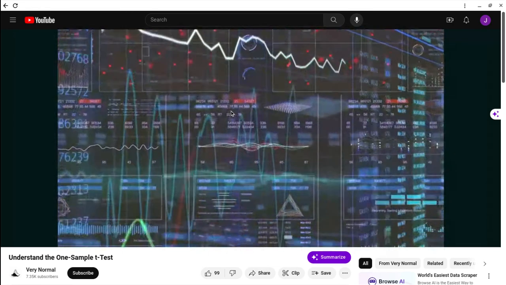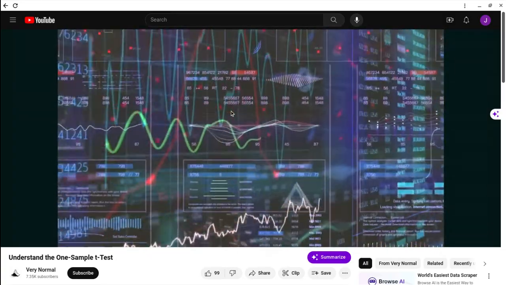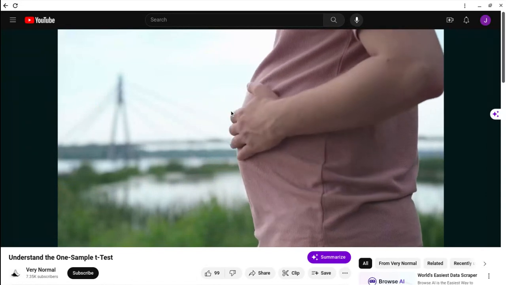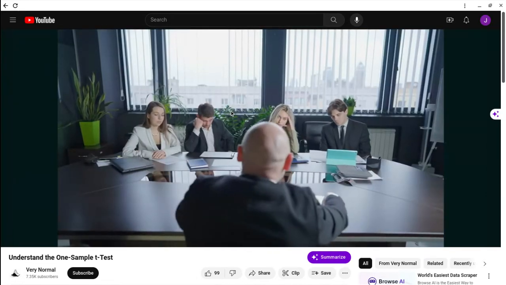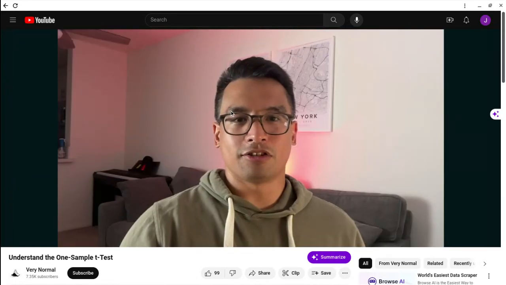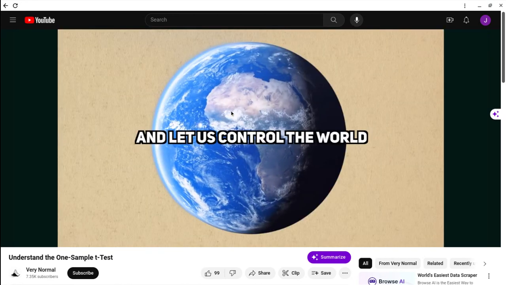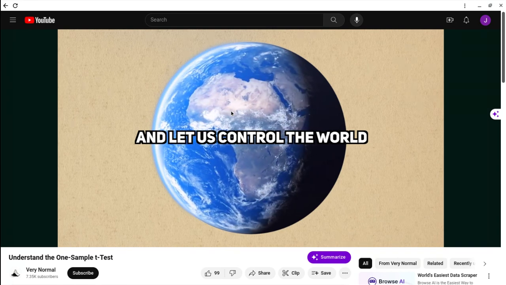One of the main reasons that statistics is useful is that it lets us make data-driven decisions. Instead of just going with our gut, listening to the highest paid person's opinion, or just listening to some random dude on the internet, we can let the data guide our decisions instead. Data actually gives us a better sense of how the world actually works.